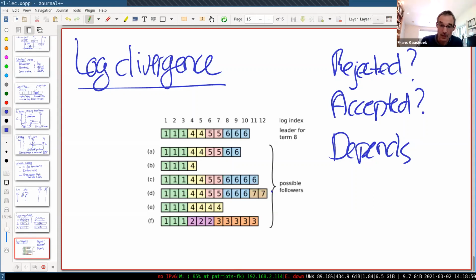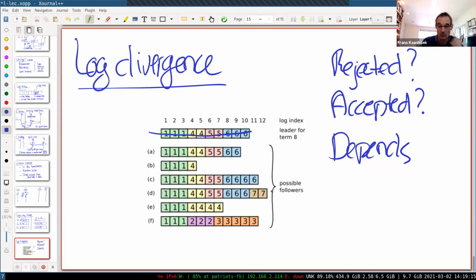Going back to the caption of Figure 7. Figure 7 explains that these are all possible situations, and what we want to figure out, before talking about the details of how the logs get repaired, is what actually is possible. So assume that this top one did not get elected leader, as in the caption of the figure, but what outcomes are possible?